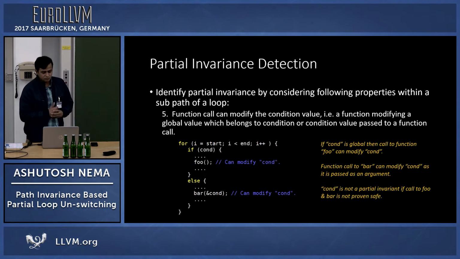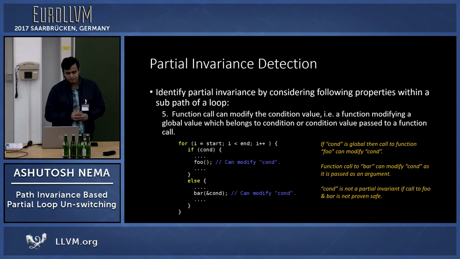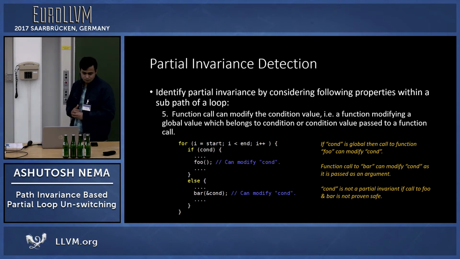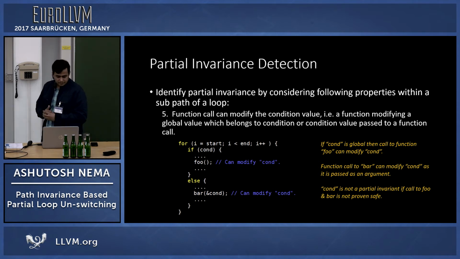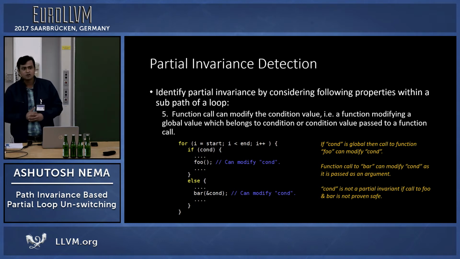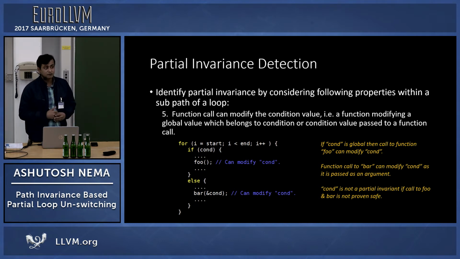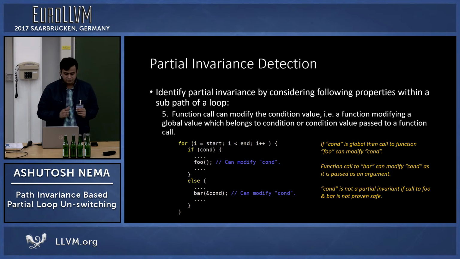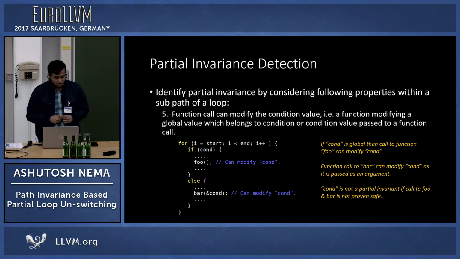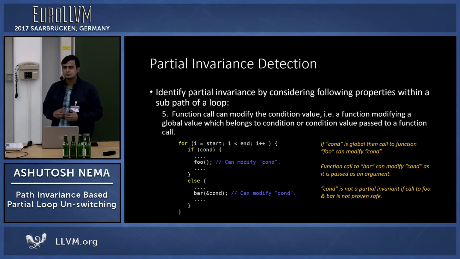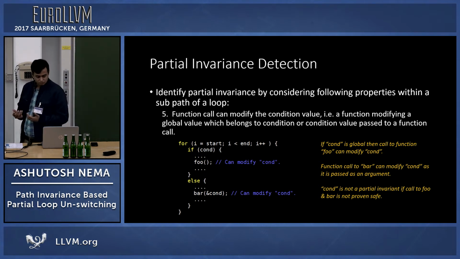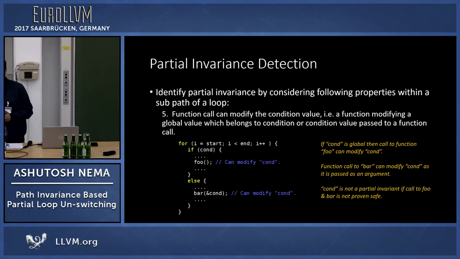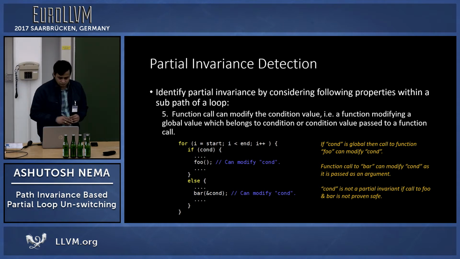Of course, a function call can modify the condition values. Let's say a condition is a global variable and a function call is made. In such cases, those function calls can modify the condition values. Or the address of a condition is passed to a function. Then the condition is exposed outside, so those calls can modify the condition. So we have to be a little careful with function calls here.